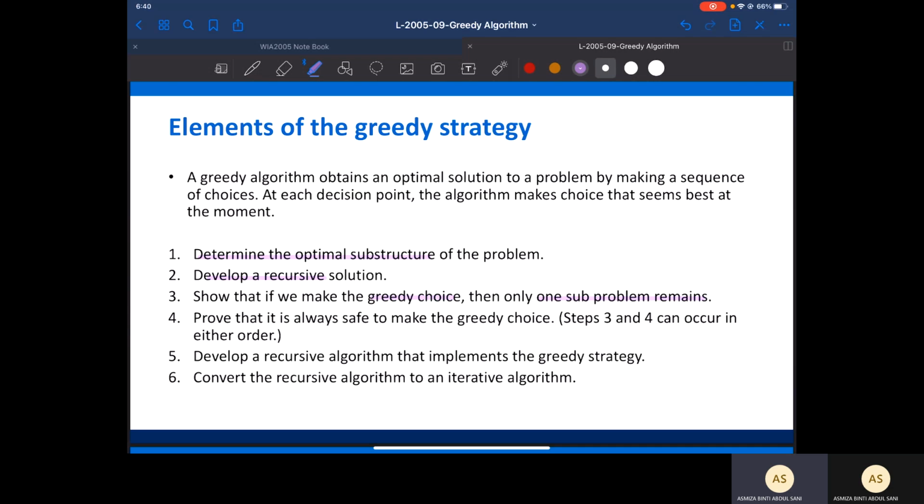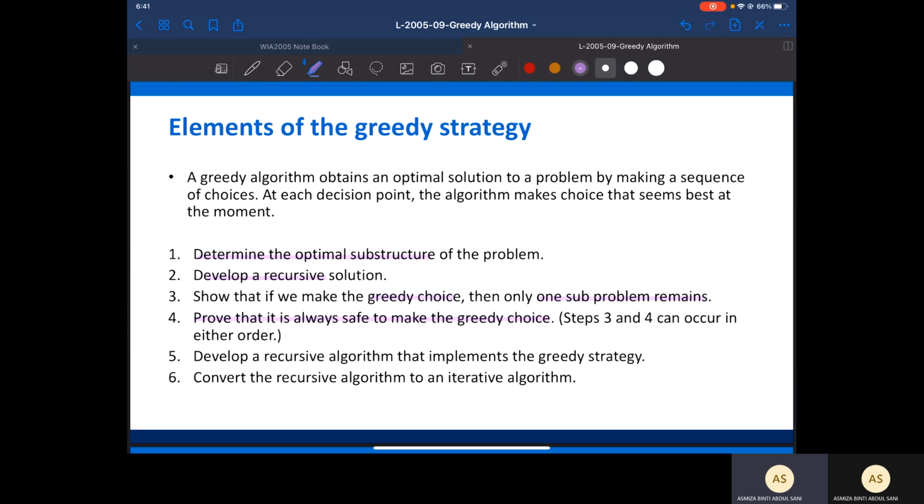Okay, and then in step four, you need to prove that it is always safe to make the greedy choice. Normally, you're not going to change anything whenever you choose the next best choice to add into your subproblem. Steps three and four can occur in either order. Either you prove it to be safe first, and then you add into your subproblem, or the other way around.